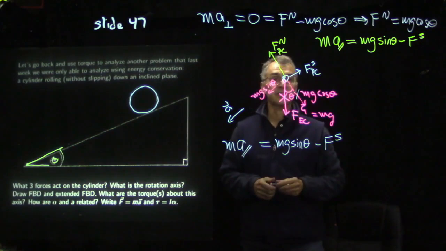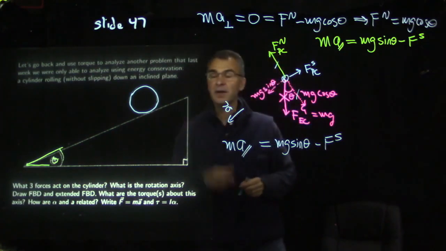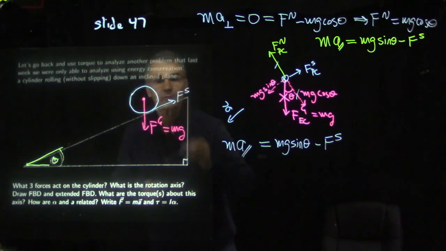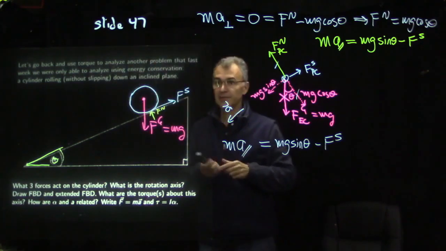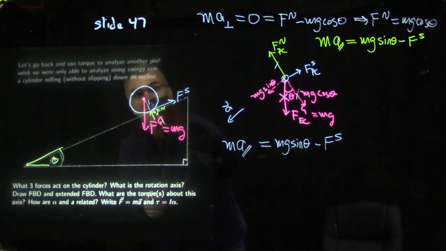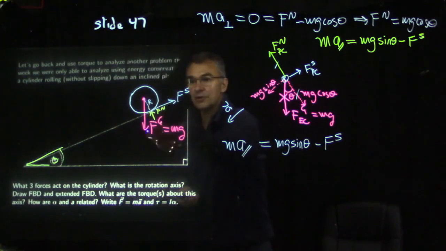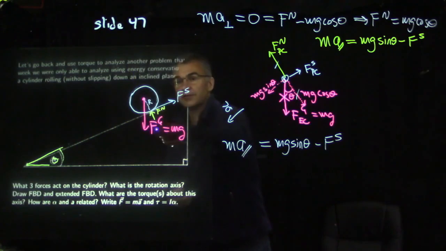Now let's draw the extended free body diagram. I think we could do that just by annotating this circle. So here's the gravitational force, here's the static friction force, and here's the normal force. A couple things to notice. This lever arm is R, and if we choose the center of the cylinder as our pivot, the gravity force has 0 lever arm, and the normal force also has 0 lever arm because the normal force line of action passes directly through the center of the cylinder.